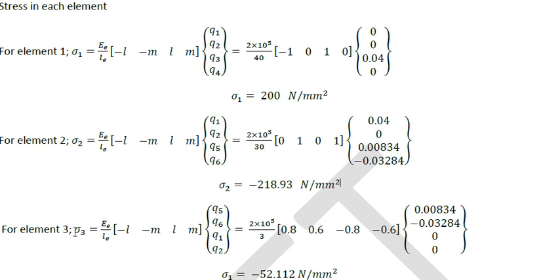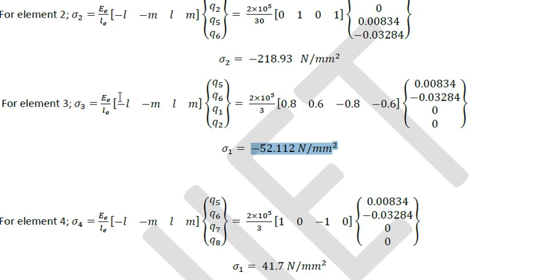Okay. Similarly, for element 3, we have sigma 3 equal to E3 by L3. Corresponding values of L and M should be taken from the element connectivity data. Degrees of freedom are 5, 6, 1, 2. Then you will get minus 52.112 Newton per millimeter square.